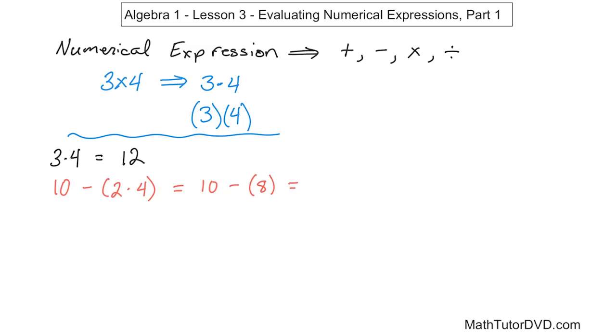Now that we've done the inside of the parentheses, you can kind of mentally remove them because we've done the math. Now you have 10 minus 8, and you all know that 10 minus 8 is 2. So that's the answer. 3 times 4 was 12 up here, and we got the answer of 2 there.